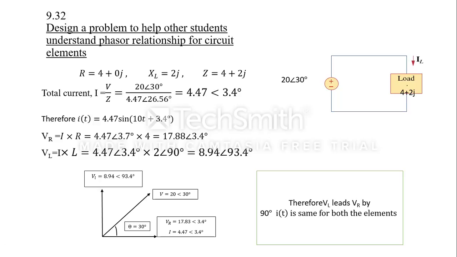By comparing the voltage across the resistor and the inductor, we find that the inductor angle is 90 degrees greater than the resistor. Thus, the inductor leads the resistor by 90 degrees in voltage. Therefore, VL leads VR by 90 degrees, whereas the current i(t) is the same for both the elements.